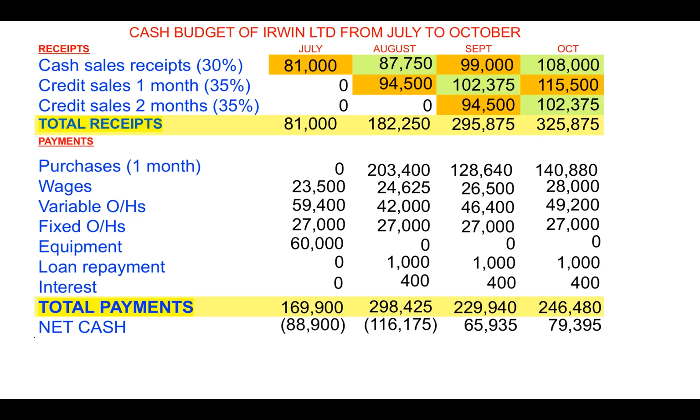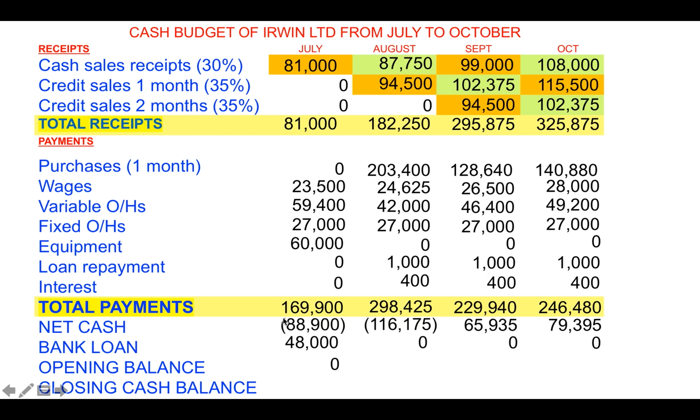79,395. Now, we got a bank loan in July for €48,000. There was no bank loan any other month. There is no opening balance in July, but the closing balance is minus 88,900 plus 48,000, which is minus 40,900. The closing balance in July is my opening balance in August. So my closing balance in August is going to be minus 116,175 minus 40,900, which is minus 157,075. That is my closing balance in August. That is going to also be my opening balance in September.